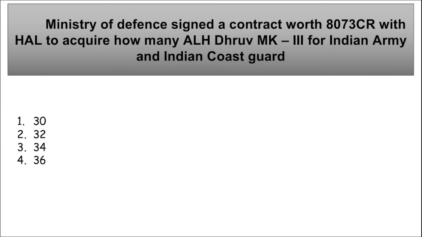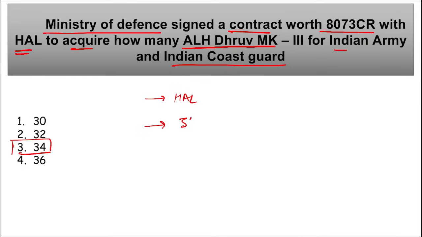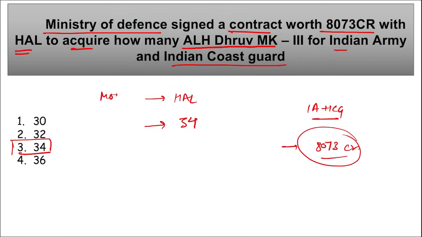Right? Next, Ministry of Defence signed a contract worth 8,073 crore rupees with Hindustan Aeronautics Limited, and it is to acquire how many advanced light helicopter Dhruv Mark 3 for Indian Army and Indian Coast Guard. So how many advanced light helicopters Dhruv Mark 3 will be acquired? So a total of 34 advanced light helicopter Mark 3 will be acquired for Indian Army and Indian Coast Guard, right? And the contract is worth 8,073 crore rupees. Correct? It was signed by Ministry of Defence with Hindustan Aeronautics Limited. Then in this also remember, Indian Army will be getting 25 advanced light helicopters and Indian Coast Guard, they will be getting 9 advanced light helicopters.